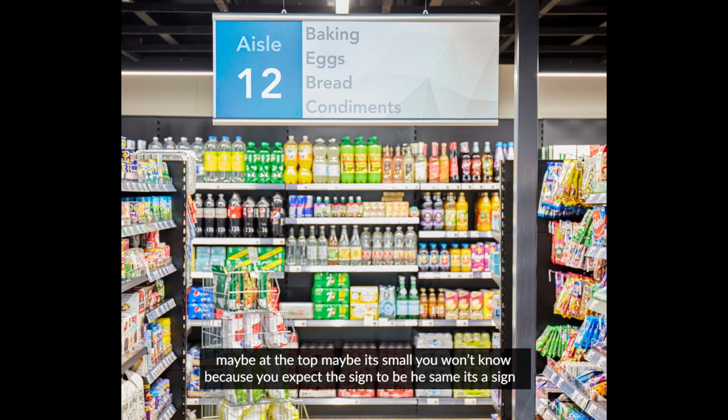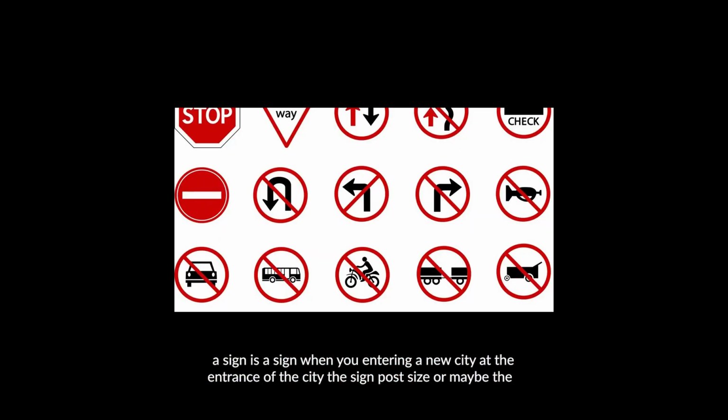Maybe at the top, maybe it's small. You won't know because you expect a sign to be the same. A sign is a sign. When you're entering a new city, at the entrance of a city, the signpost says something. Here's a very good example, another example: the signs of the road are the same, whether you're entering the city or a village. They are the same.